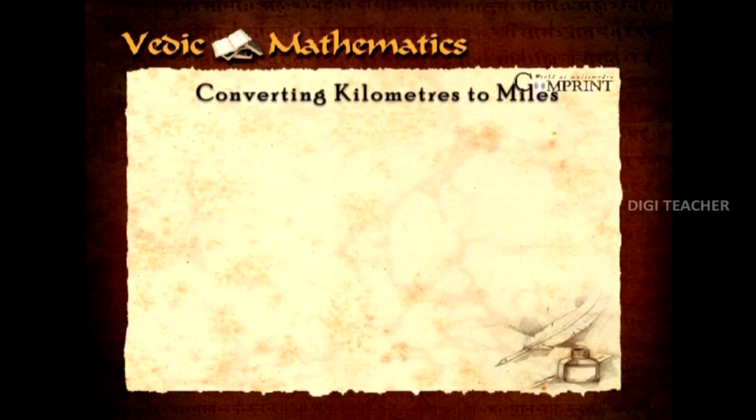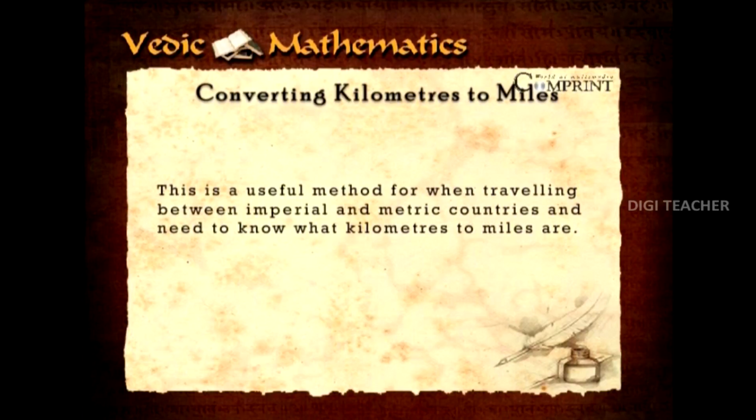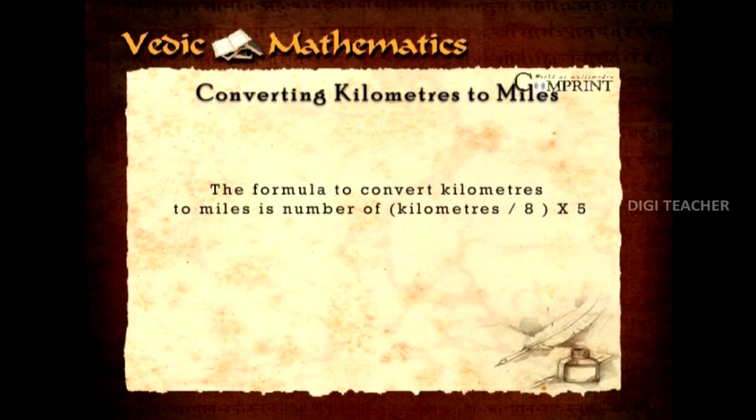Converting kilometers to miles. This is a useful method for when traveling between imperial and metric countries. You need to know what kilometers to miles are. The formula to convert kilometers to miles is the number of kilometers divided by 8 multiplied by 5.